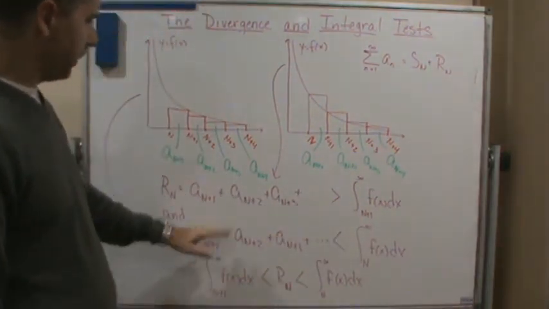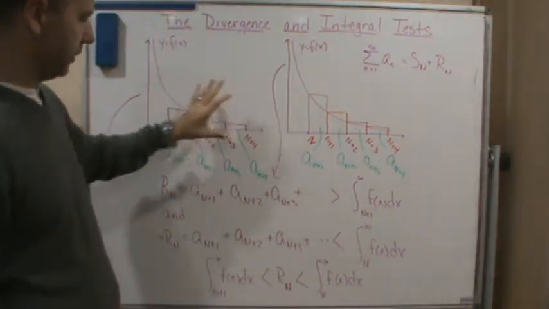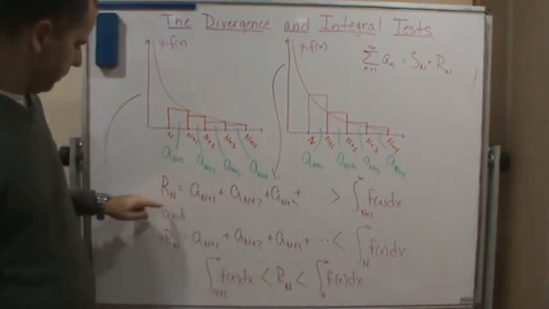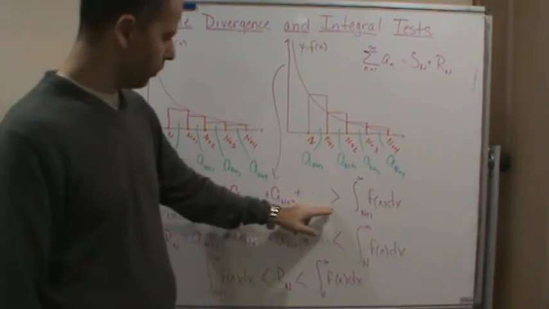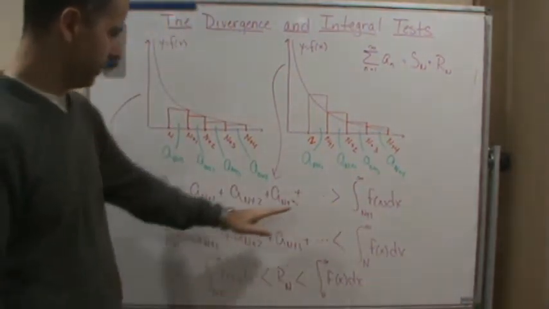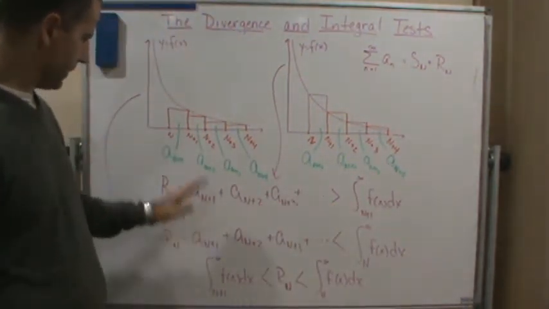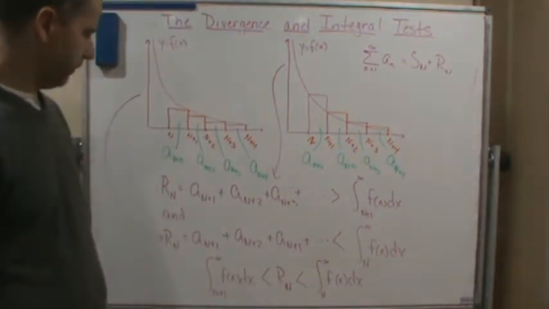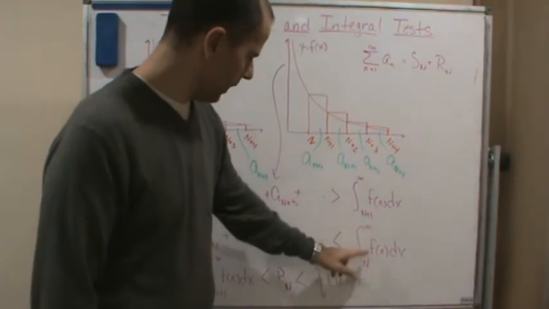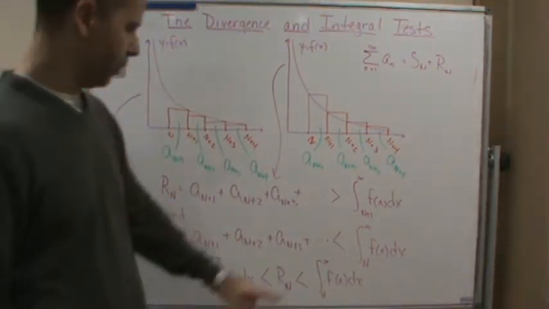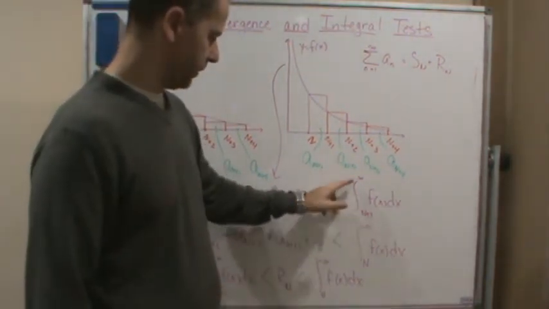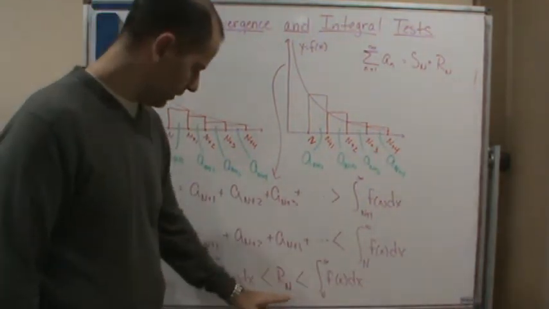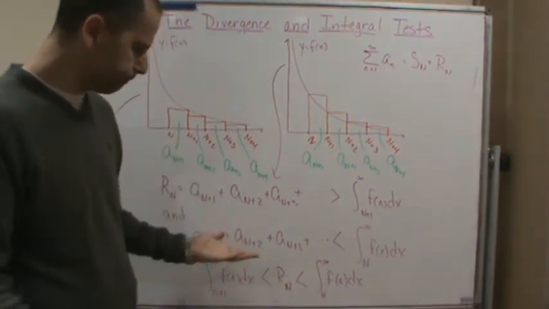Okay, so from the illustration of the rectangles, it's easy to see that in this case, the remainder is going to be greater than the integral. And then for this case here, the remainder is going to be less than the area from n to infinity. Notice a slight difference in the limits of integration. From this, it's easy to see that the remainder is going to fall between them, right?